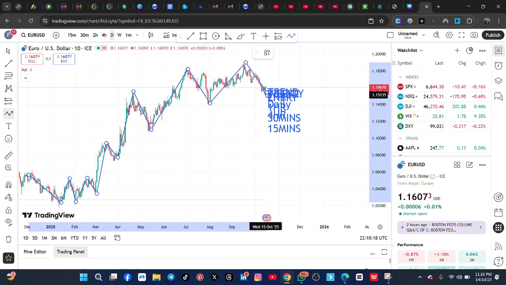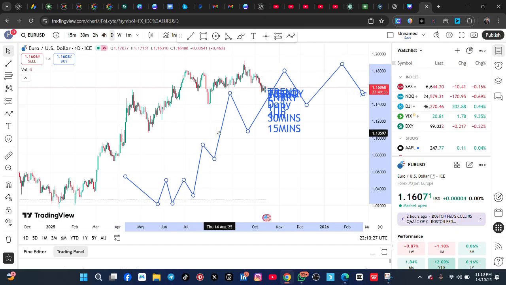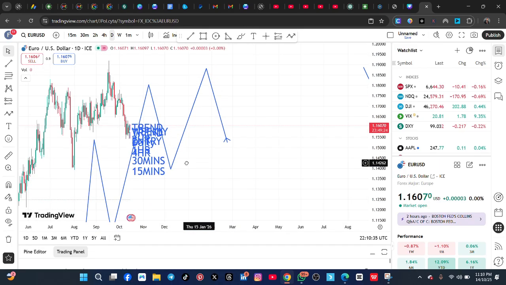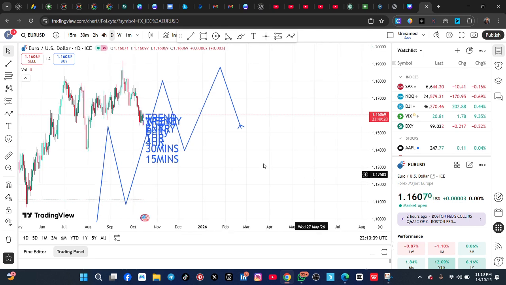Now on the daily time frame, you are seeing that the market is actually uptrend. Overall the market is uptrend, but at some point here, the market is showing that it's coming down. All right, so now let's go back again. Let's go back again so that I will not have to.